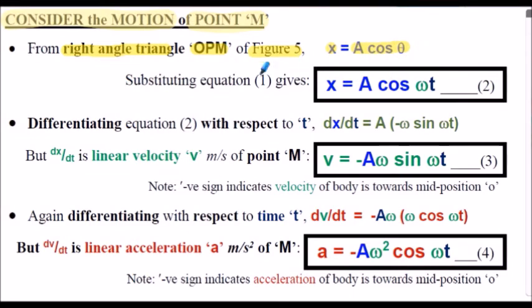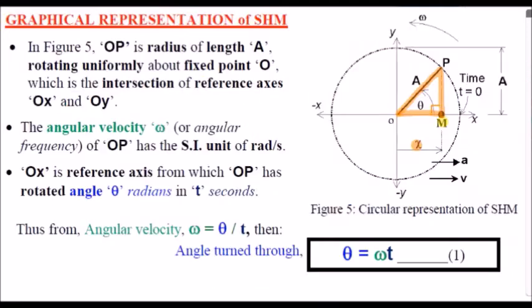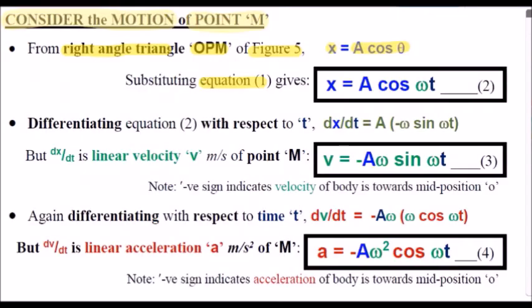If we now substitute equation 1 for theta, remember equation 1 was theta is equal to omega t, we can write the displacement x as A cos omega t, called that equation 2 here. If we now differentiate equation 2 with respect to time t, we form the differential equation dx by dt is equal to A multiplied by, in brackets, negative omega multiplied by the sine of omega t.